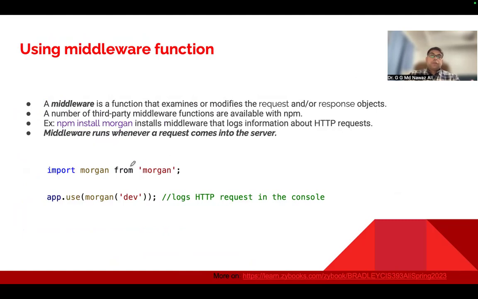Okay, so middleware function. Sometimes we need a middleware function, which basically helps you to do additional things. For example, it can examine or modify the request and response. Middleware functions run whenever a request comes to the server. One example of middleware is Morgan. Morgan can check the HTTP request and response.